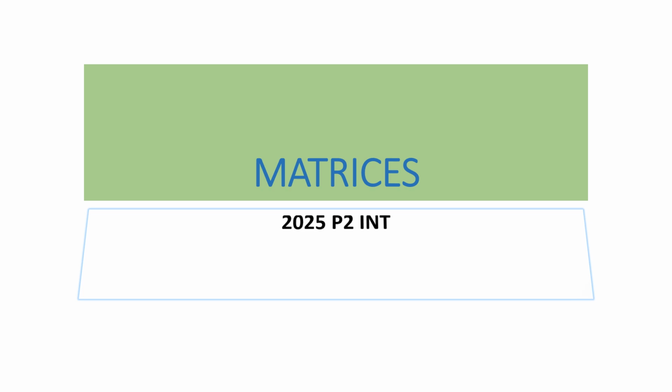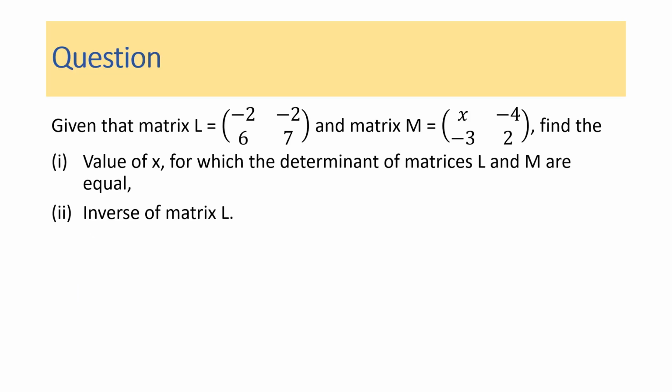In this video, we'll look at matrices, how to solve for determinant and the inverse. And the question is coming from 2025 paper 2 internal grade 12. Here is the question. Given that matrix L is equal to [-2, -2; 6, 7], and matrix M is equal to [x, -4; -3, 2]. Find the value of x for which the determinant of matrices L and M are equal.